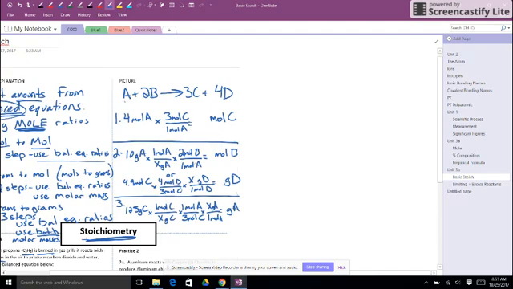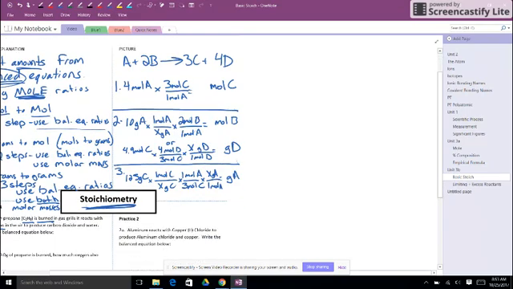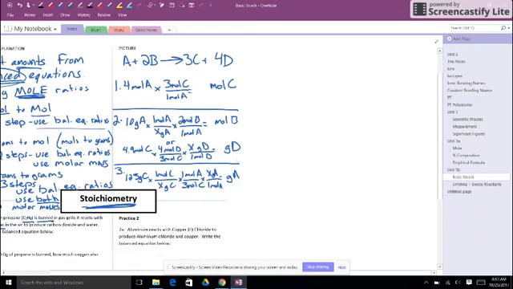For instance, let's say we had the equation A plus 2B makes 3C and 4D. These are just made up substances, elements, or compounds. So if we were given 1.4 moles of A and asked for how many moles of C there are, we would just multiply by the mole ratio, knowing that there are 3 moles of C per 1 mole of A.